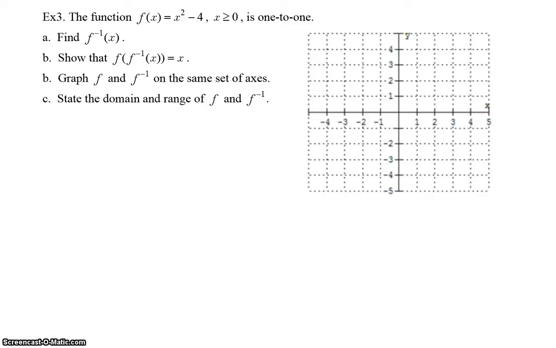We now continue with the 2.9 notes with example 3. We're given a function f of x equals x squared minus 4, where the domain is restricted to x greater than or equal to 0. And we're told that this function is 1 to 1 on that restricted domain. Then we have several things we need to do.